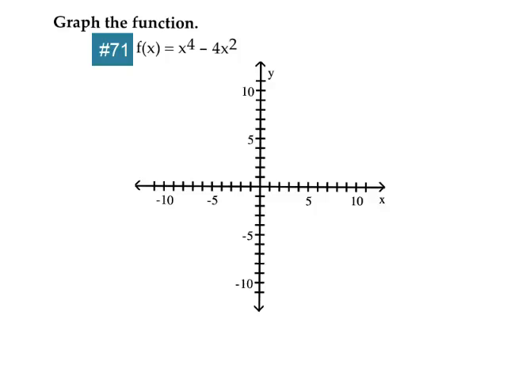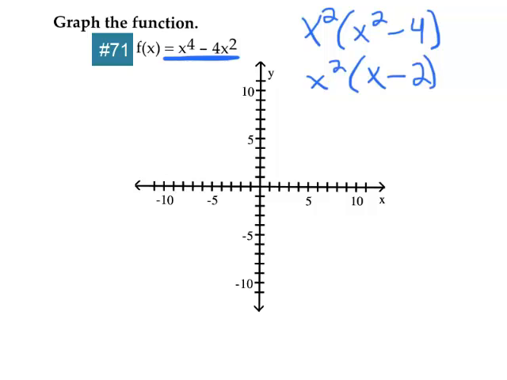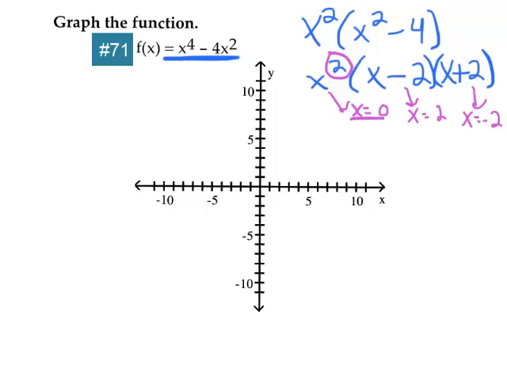Graph the function. To start off by factoring this, what do these have in common? An x squared. If we factor out the x squared, we're left with x squared minus 4. We can factor the x squared minus 4 into x minus 2 and x plus 2. So that means that there is a 0 at x equals 0, at x equals 2, and at x equals negative 2. And it also means, because of the squared, that at this 0 it touches the x-axis but doesn't go through. So negative 2, 0, 2.